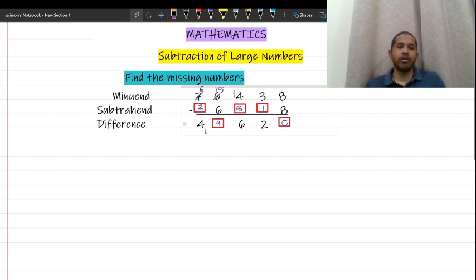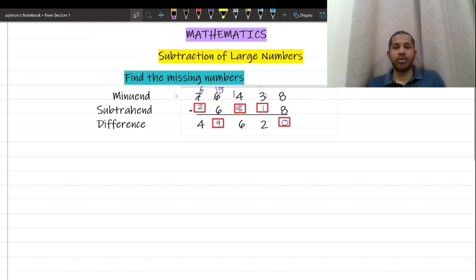This is the method we have to follow when we are finding the missing numbers in the subtrahend and difference. If the minuend number is small and the answer is big, then you borrow 1 from the next number. Then you do the subtraction, like what I did for these 4 and 6 cases here. Here 4 is a small number and 6 is a bigger number. At that time you should make 4 become 14 by taking 1 from the next number.